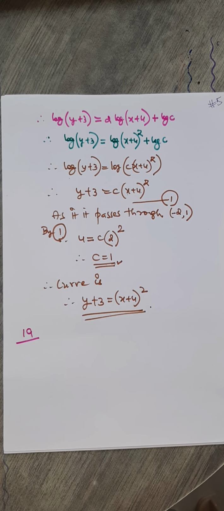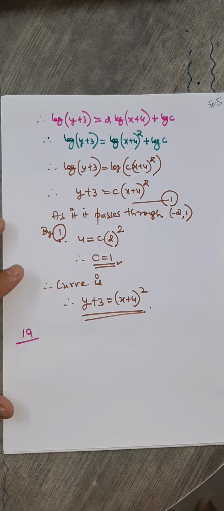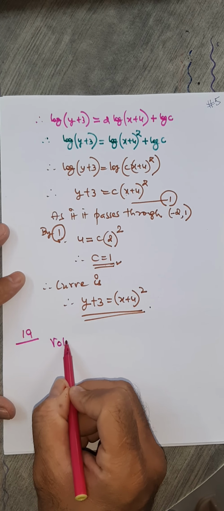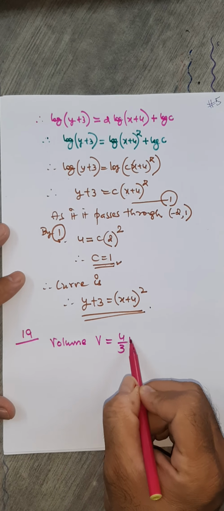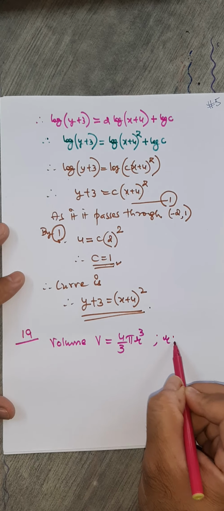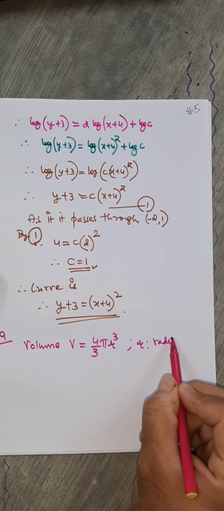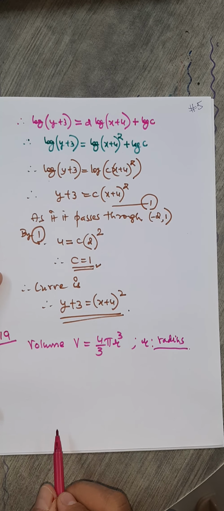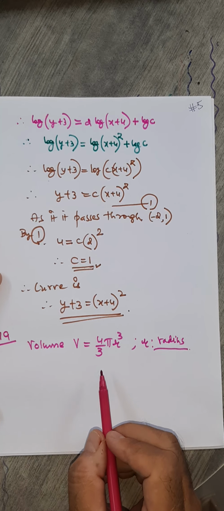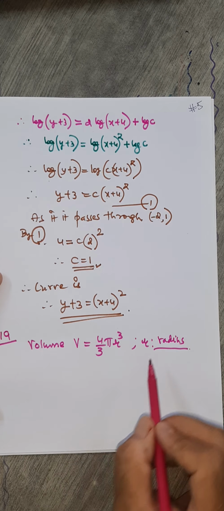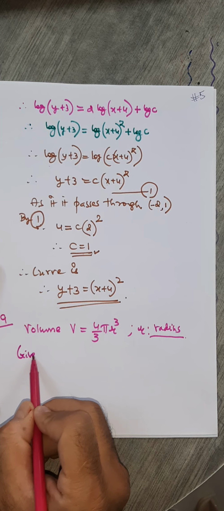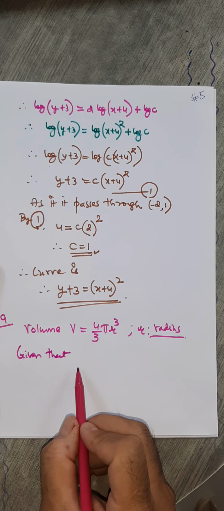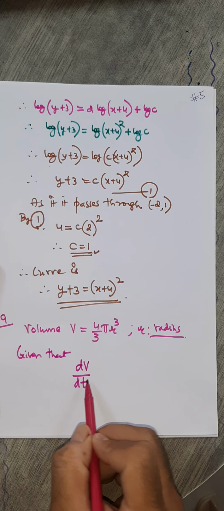Question number 19. You are given that the volume of a spherical balloon being inflated changes at a constant rate. So just recall the volume of a balloon which is in spherical shape, which is 4 by 3 pi r cube, where r is the radius. Why have we chosen this 4 by 3? Because the balloon is in spherical shape, so this is the volume of a sphere. Now what is given in the question? That's your differential equation.